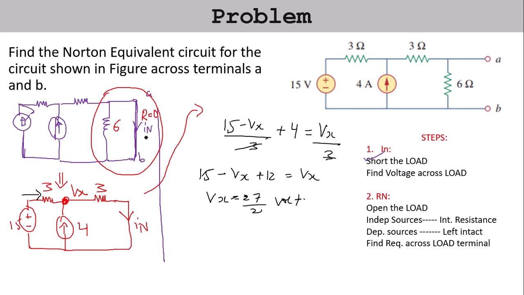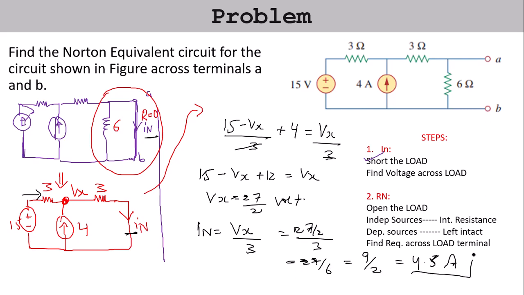But our ultimate aim is to find I Norton. So we can say I Norton is nothing but Vx upon 3, which is 27 by 2 upon 3, which is 27 by 6, that is 3 into 9, 3 into 2, which is 4.5 ampere. So we got the value of Norton current as 4.5 ampere.